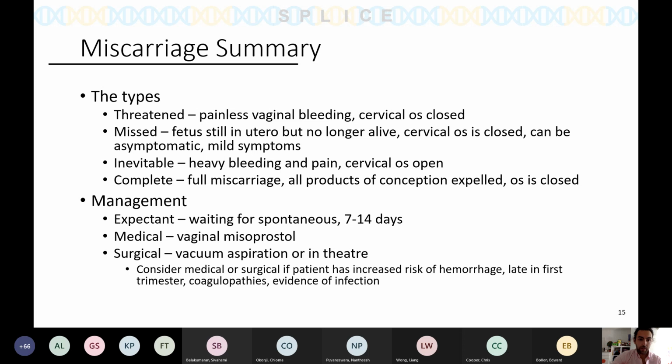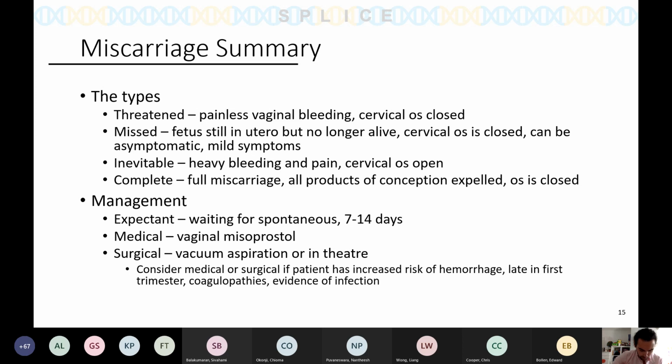Okay, miscarriage summary. Nice. So make sure you know the types. So we've got threatened, missed, inevitable, and complete. Know how they present, because you may or may not get asked about that. And then management, less so as important, but just remember that surgical sometimes is indicated by certain things, and I've summarized it there for you, basically.